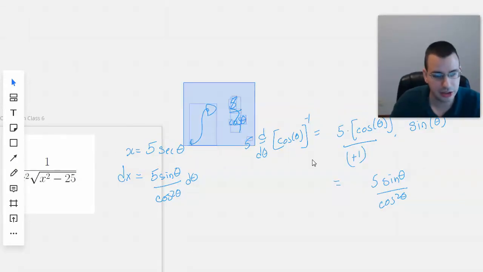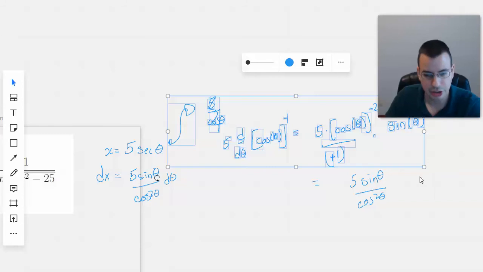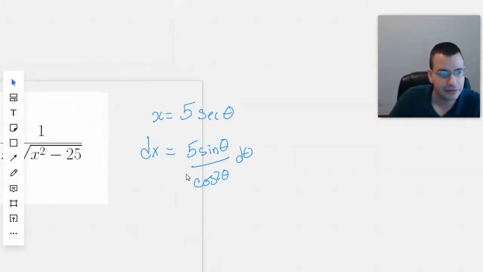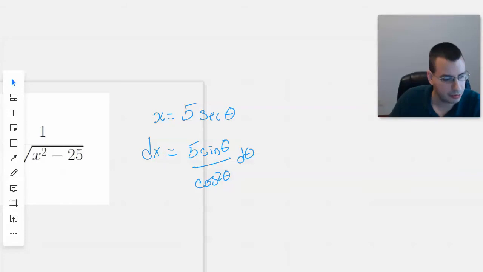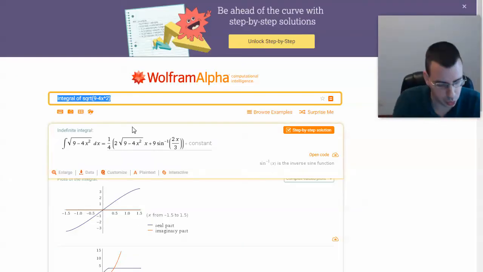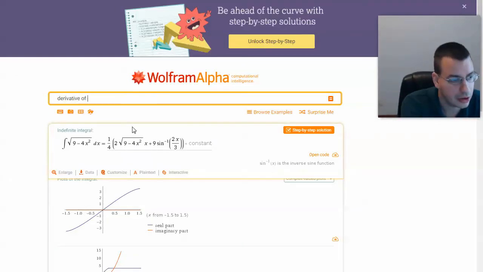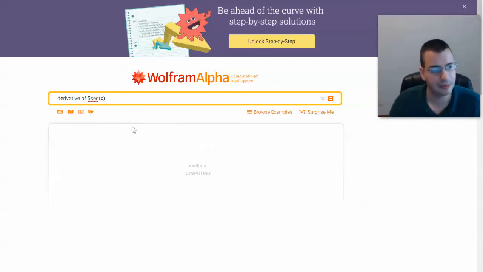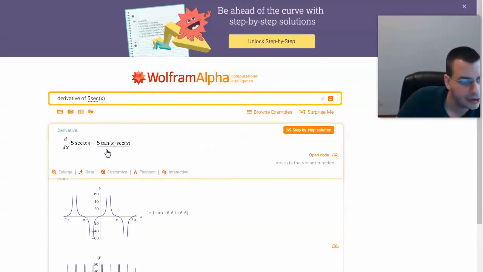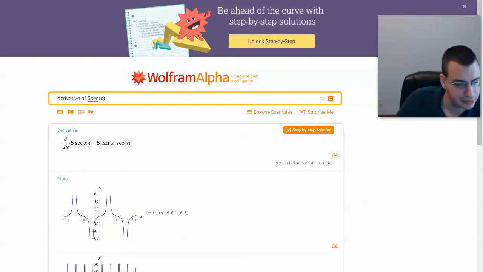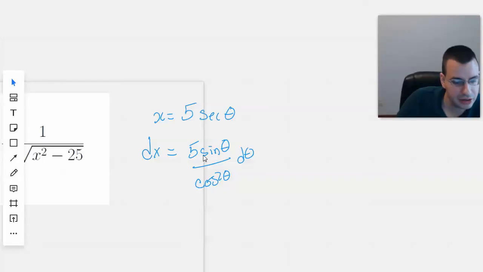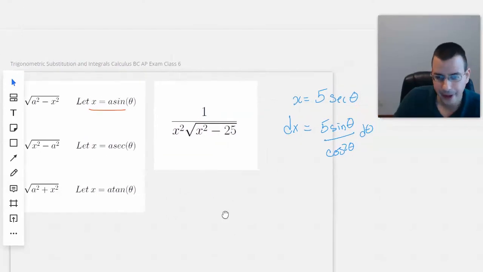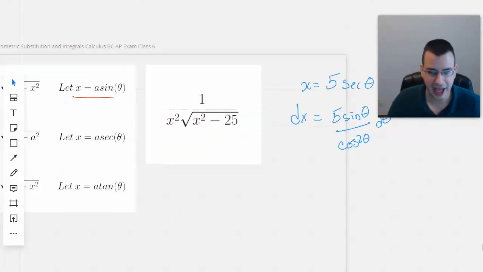Erase this just to preserve real estate. 5 secant of theta. Okay, I'm going to Wolfram that. Derivative of 5 secant of x. Tangent of x, secant of x. And we have here tangent of x, secant of x. Okay, good, I agree with that. All right, so now we've got our first half of the step done.